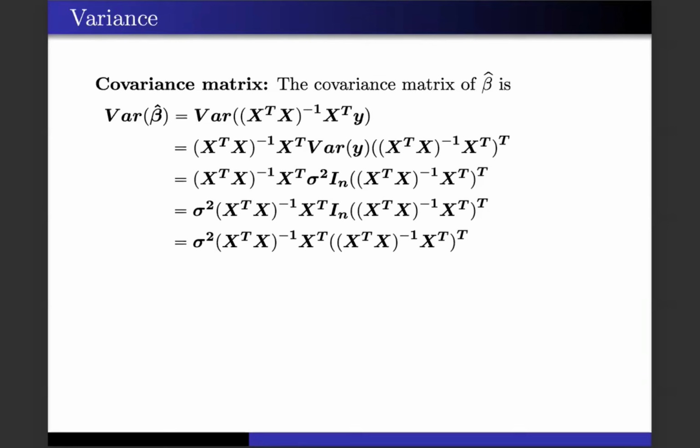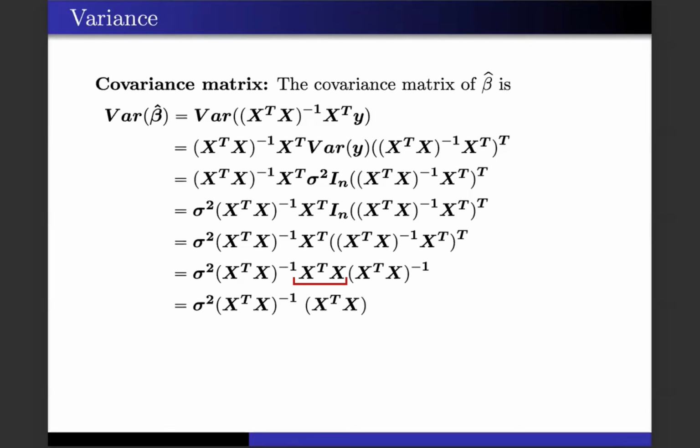This is what we had. Variance of beta hat is equal to sigma square (X transpose X) inverse X transpose multiplied with the transpose of (X transpose X) inverse X transpose. We write the first term as it is, which is sigma square (X transpose X) inverse X transpose. And now the simplified version of the second term is just X times (X transpose X) inverse. Next, we write sigma square as it is. We write the inverse of X transpose X as it is. And we group X transpose X together. We just multiply X transpose X first and write (X transpose X) inverse then.